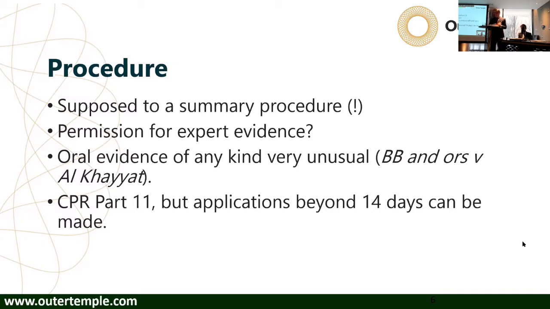It's supposed to be a summary procedure. It's very rare for there to be oral evidence of any kind, as confirmed recently in BB and others. Not unheard of. I think in Pike Indian hotels there was oral evidence from expert witnesses, but generally speaking, no oral evidence. And as I say, it's supposed to be summary.